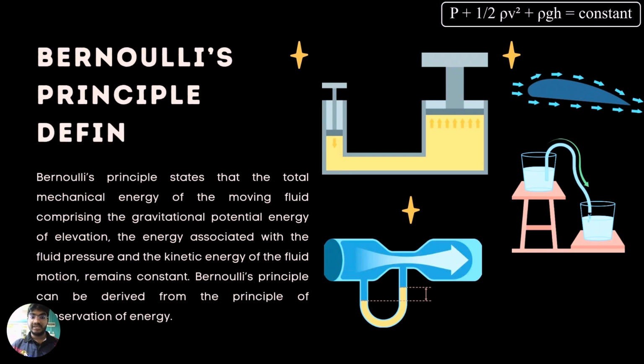Bernoulli principle states that the total mechanical energy of a moving fluid, comprising the gravitational potential energy of elevation, the energy associated with the fluid pressure, and the kinetic energy of the fluid motion, remains constant. Bernoulli principle can be derived from the principle of conservation of energy. In simple terms, if the motion of the fluid increases, the pressure of the fluid will decrease. It is formulated by Daniel Bernoulli, although Leonhard Euler derived the Bernoulli equation in its usual form in the year 1752.